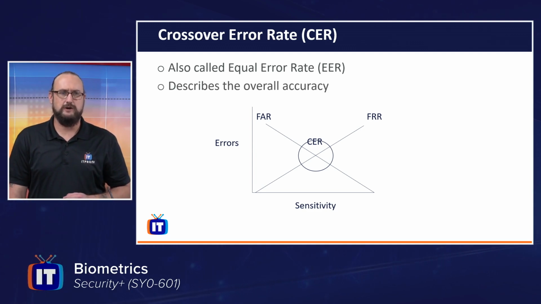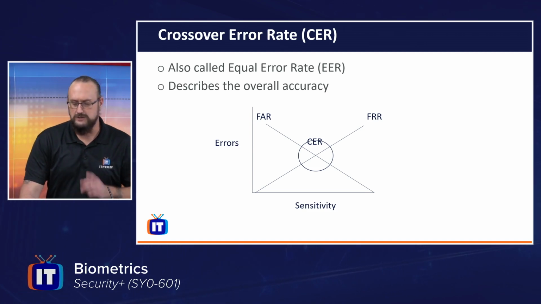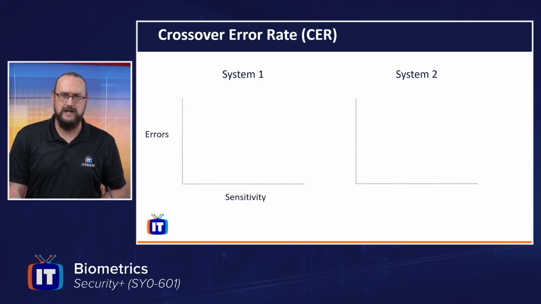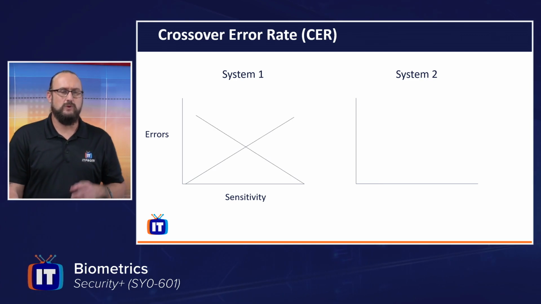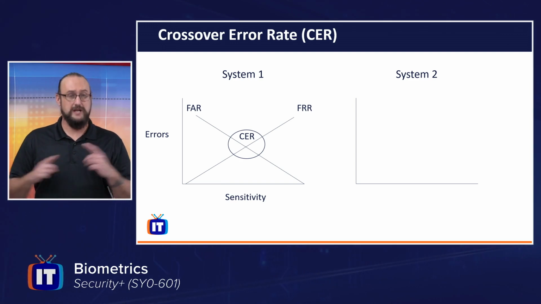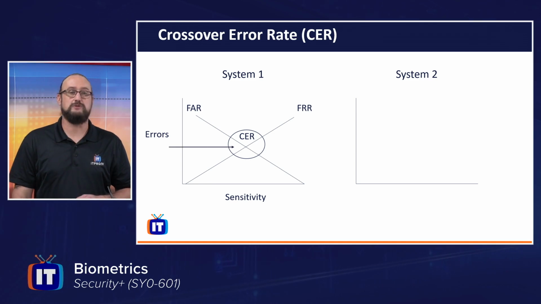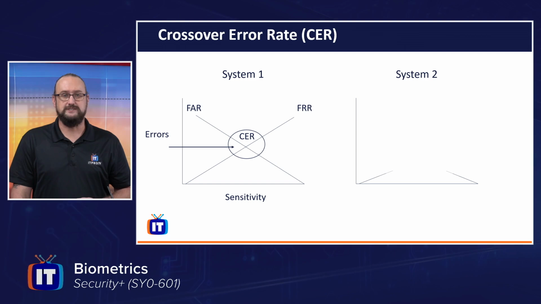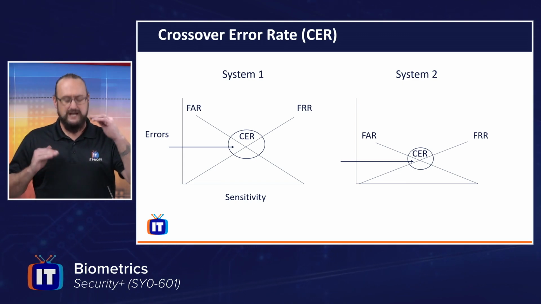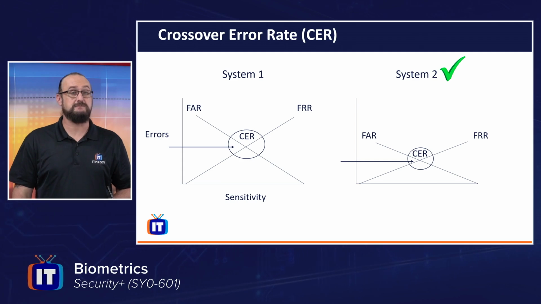Let me go a little bit farther here, right? Not only describing the overall accuracy, let's look at two systems, right? We have system 1 and system 2. All right, same graphs that we had before. Notice where system 1, its false acceptance rate and its false rejection rate, where they cross. Notice where the crossover error rate is. All right, look at system 2. System 2, we also have the false acceptance rate, and the false rejection rate, and the crossover error rate. Do you see how one's lower than the other? In this case, what we would say is that system 2 is more accurate than system 1.